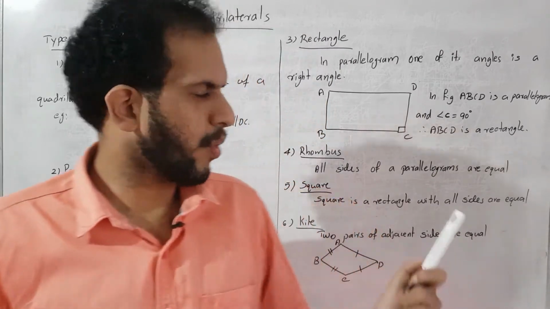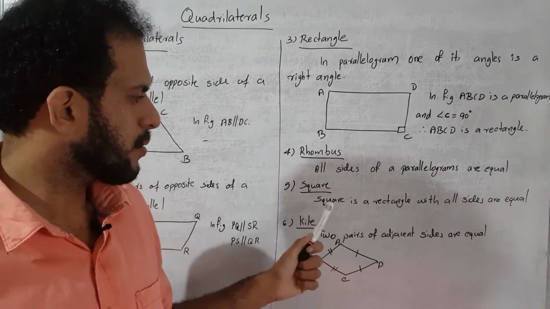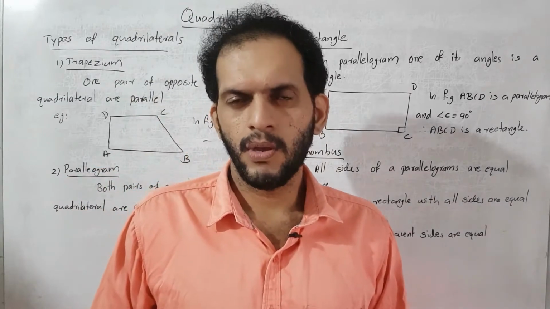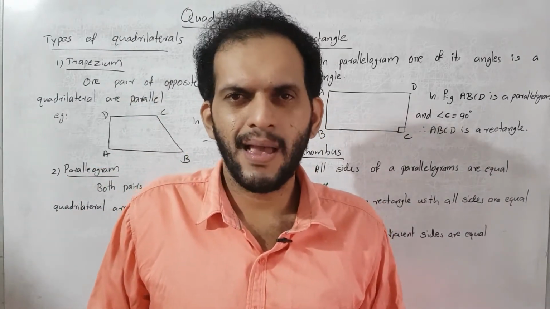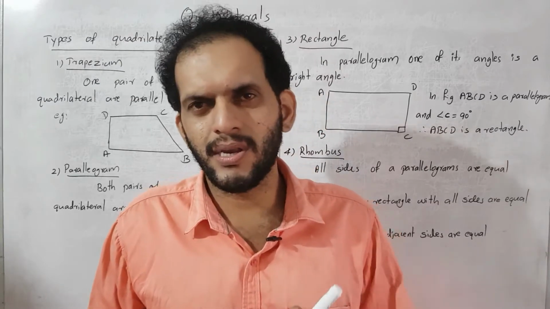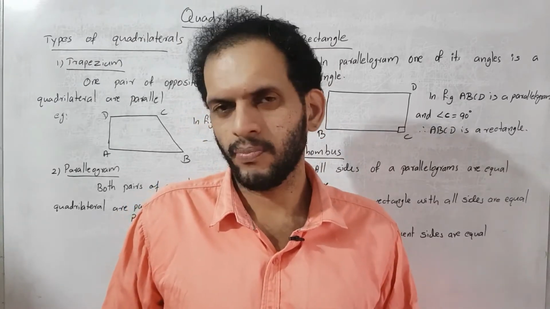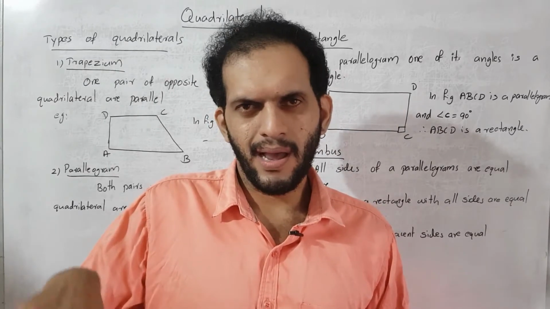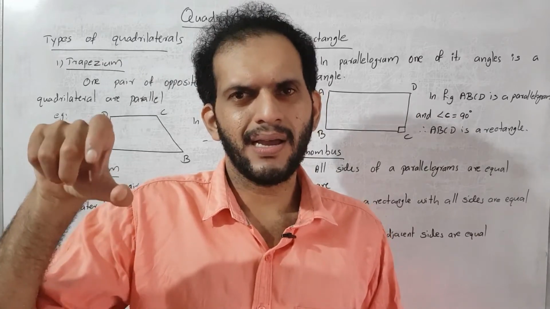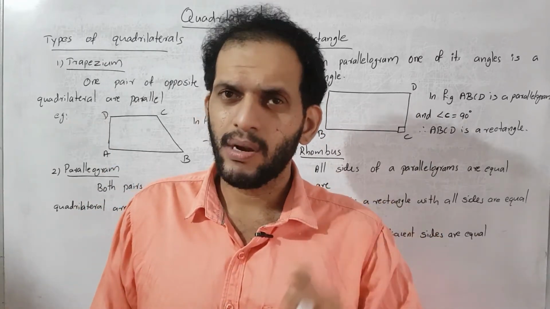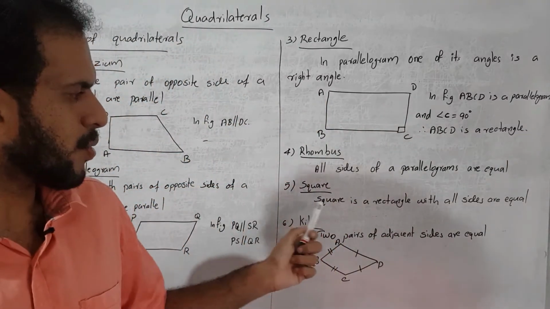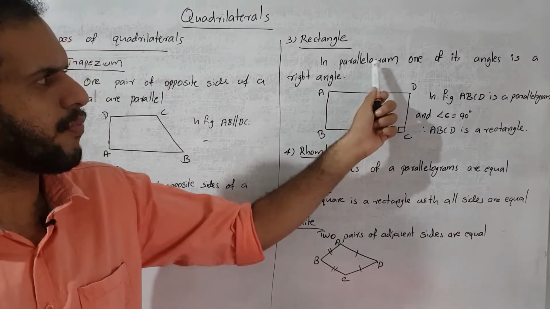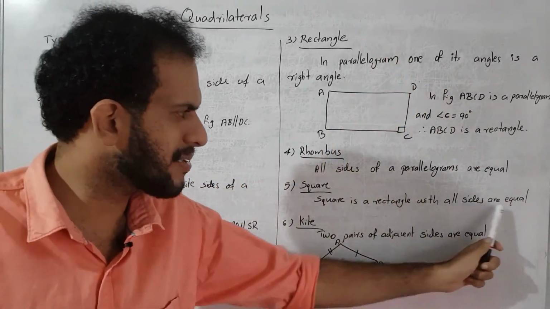So a square is also a parallelogram, because a square is a rectangle, and a rectangle is a parallelogram. So what is a square actually? A square is a parallelogram with one angle 90 degrees and all sides equal. Okay, clear? A parallelogram with all sides equal and one angle 90 degrees, what do we call it? Square.